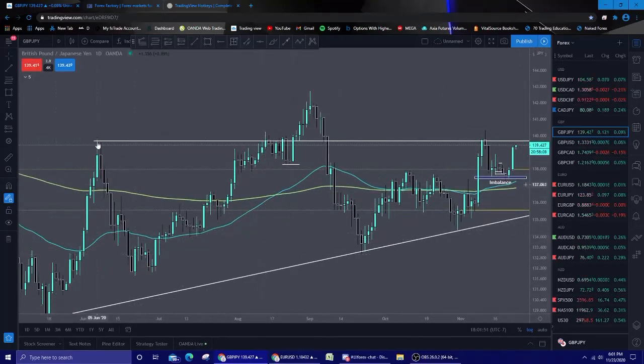Price pushed up right here, pulled back down, double bottomed, pushed back up to the upside, halted out right here, or consolidated, ranged, whatever you want to call it. Came down in here. We had that secondary weak candle after a bearish engulfing.